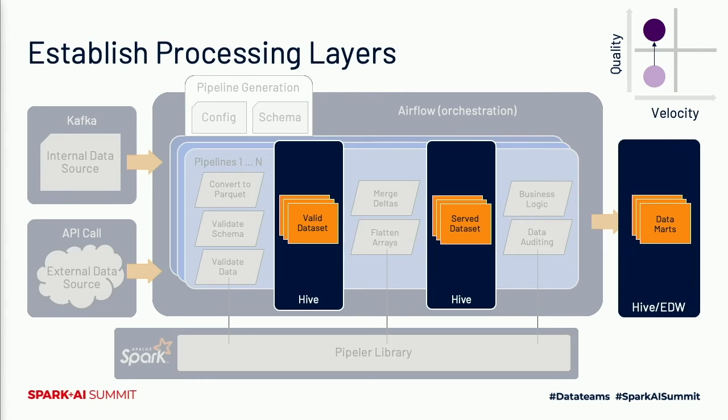The second is a served dataset. The exact transformations here vary by source, but we focus on preparing the valid dataset for easy consumption. This is the first layer that we'll expose to our downstream teams.